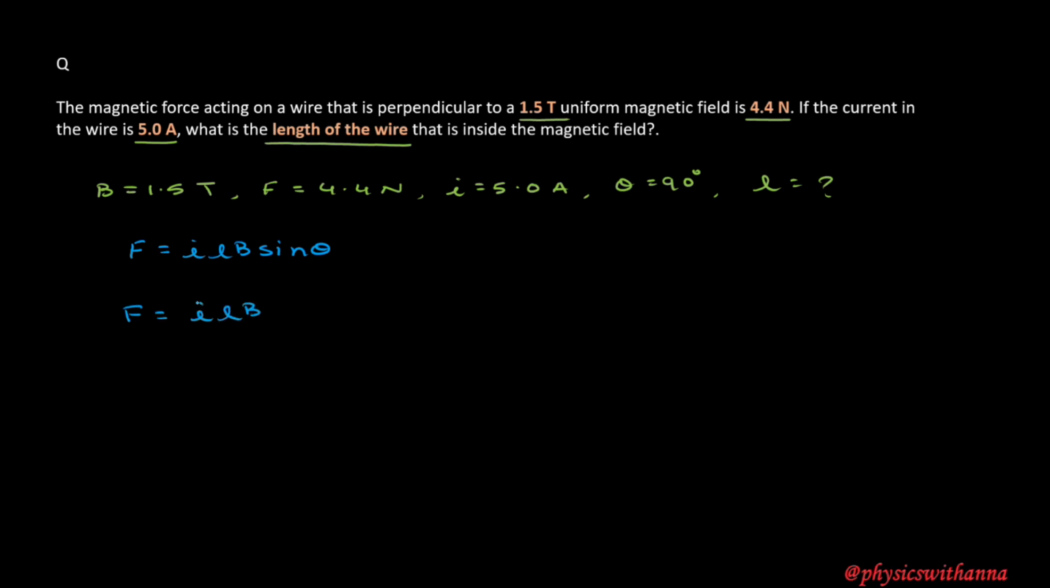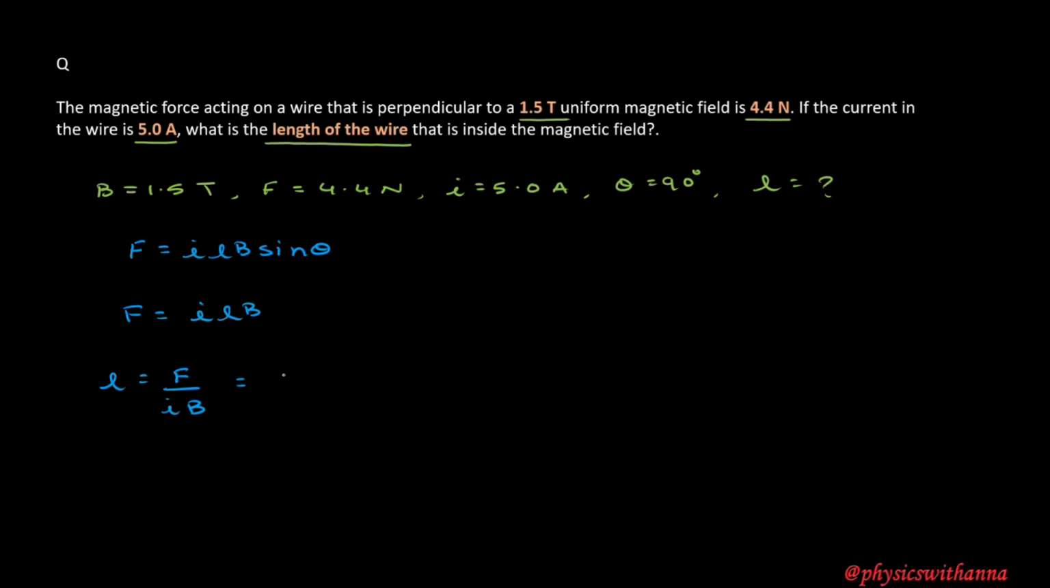I need to find what is the length of the wire. So we will divide by I and B on both sides. And if you do not wish to rearrange, you can just substitute all the values in this expression and use shift solve. So I write length L as F over I times B. So whichever quantity you want to find, keep it as it is and divide by the terms which are left. So I'm going to divide with I and B.